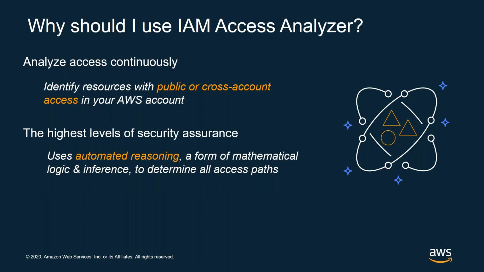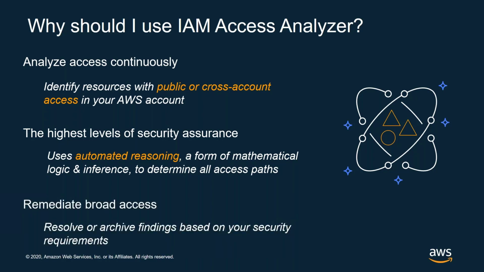Access Analyzer also uses automated reasoning, which is a form of mathematical and logical inference. It allows it to determine all access paths and provides the highest levels of security assurance, which means you get comprehensive findings with lower false negatives and false positives.